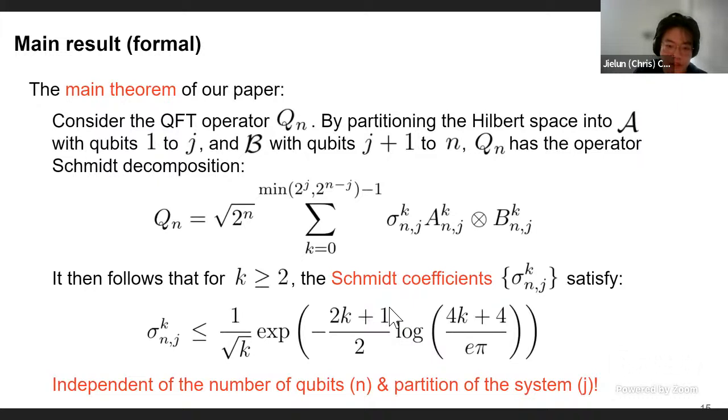So even if you have an infinite number of qubits, for any partition of the operator, you can still see this exponential decay. Just a side note, the Schmidt rank of the QFT is still exponentially large. It's just that the Schmidt coefficients decay very fast.